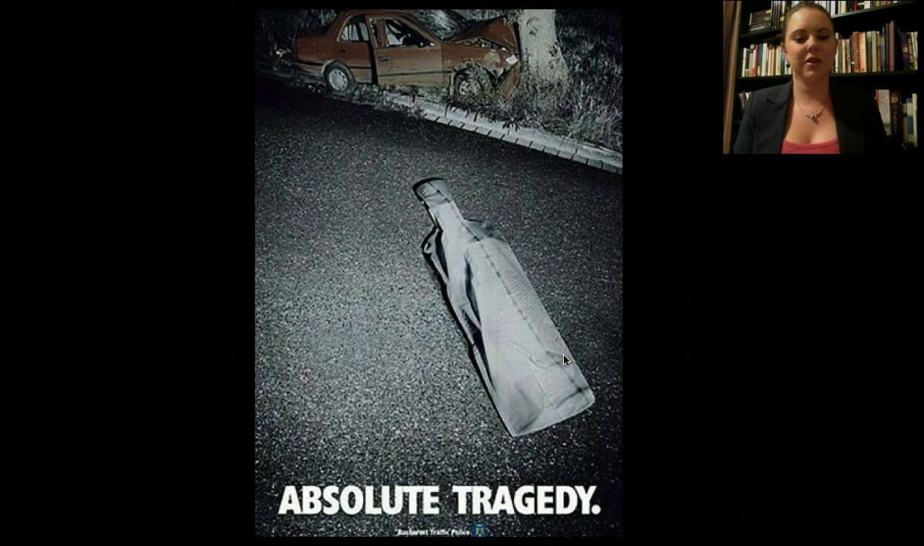All right, so let's take a look at this absolute tragedy ad again, okay? If you'll notice, there are a couple of things in here. There's a crashed car up at the top. There's what looks like a body bag in the shape of course, that Absolute vodka bottle, but it is also a body bag. And then we get the title down here, that Absolute Tragedy.